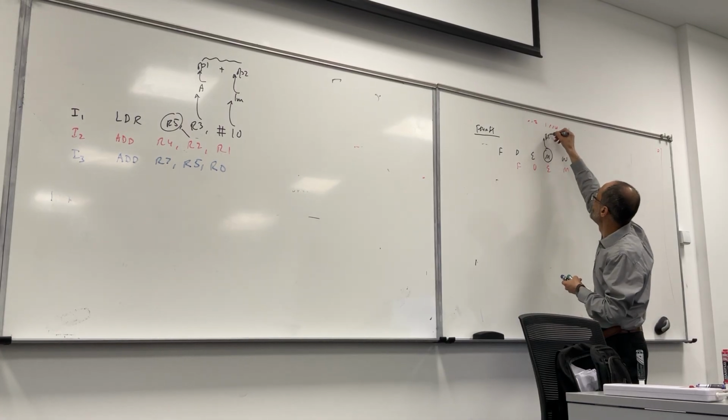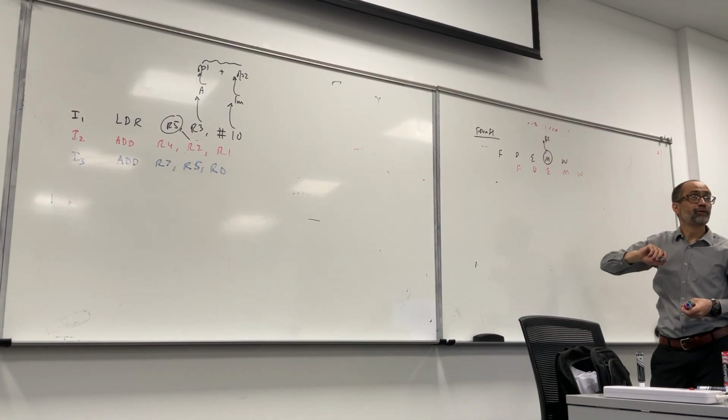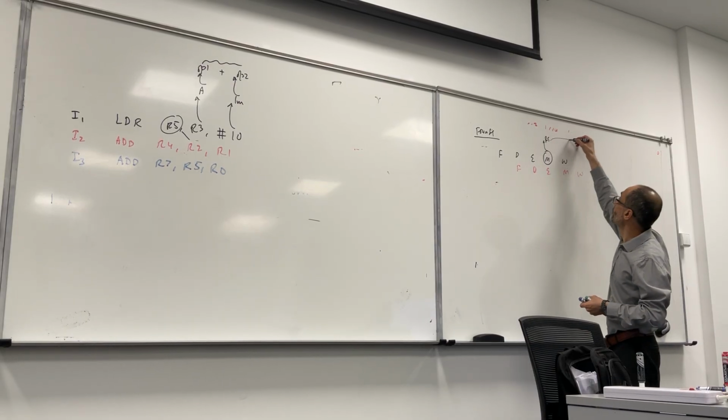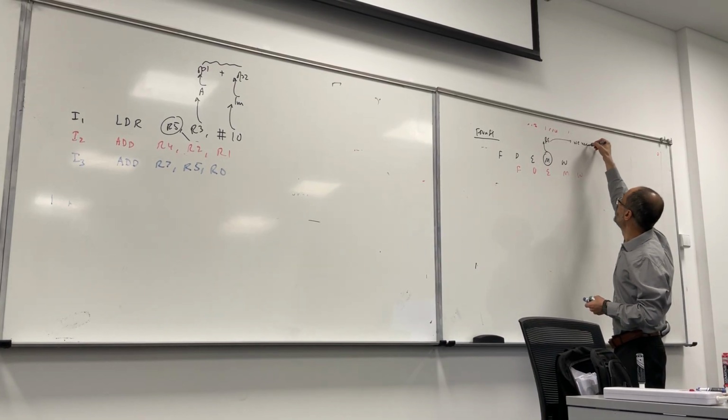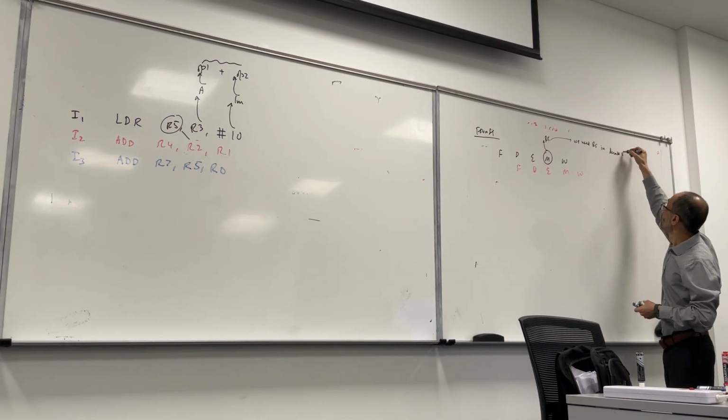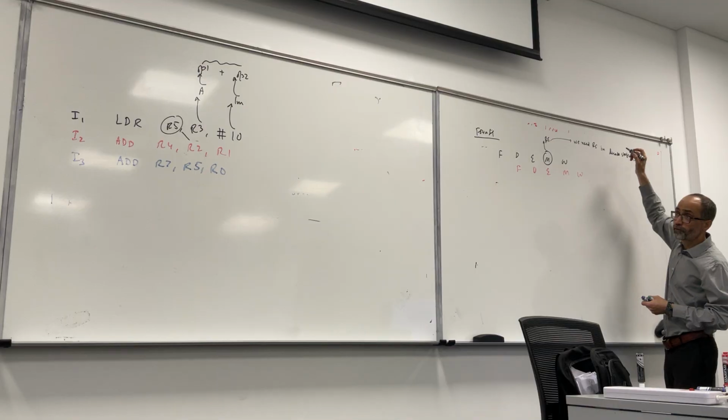R5 is available here. In which clock cycle? Memory cycle. So R5 is available here. But we need this. We need R5. We need R5 in the decode stage of I3.